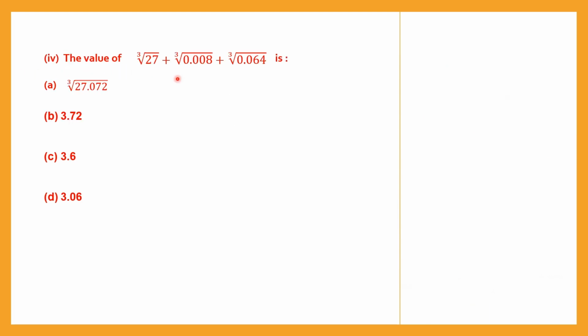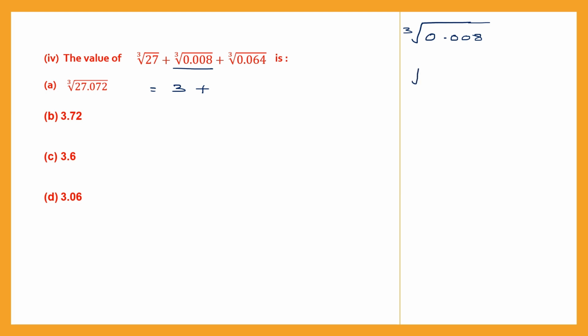Question 4, we have to find the value of this expression. So let's start with this. The cube root of 27. We know the cube root of 27 is 3, isn't it? 3 into 3 into 3, so that will give you 27. Now we have to find the cube root of this number. So let's find the cube root of 0.008. Now we know how to find the cube root of decimal numbers, isn't it?